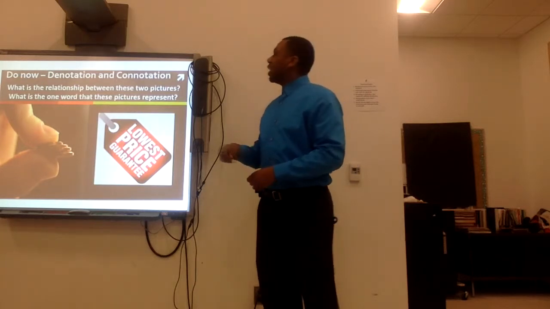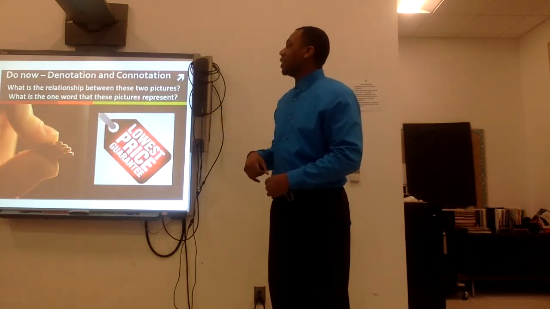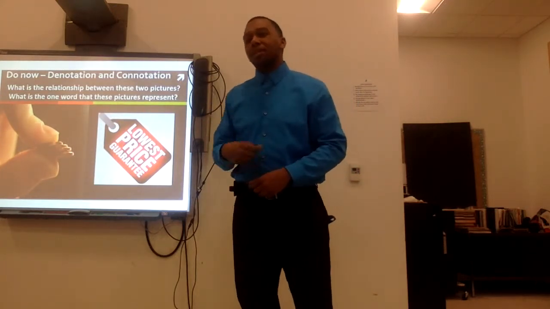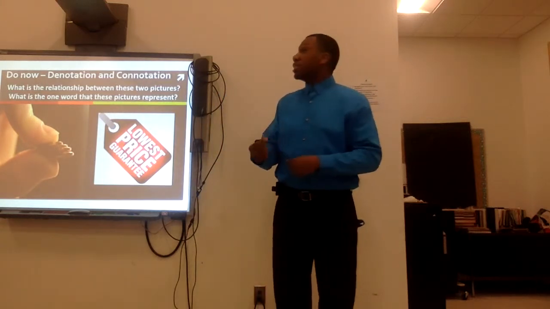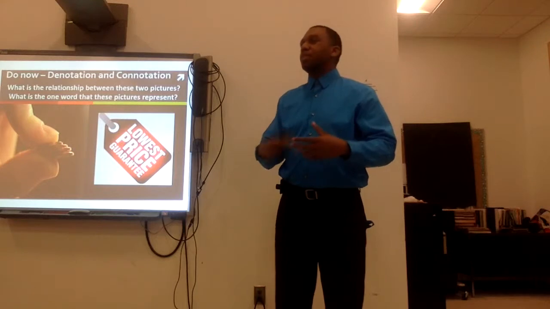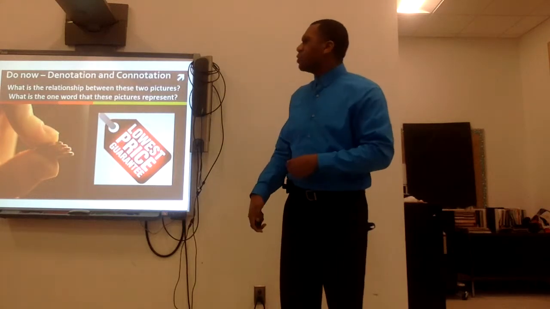Cheap, very good. So the first picture represents what we classify as the connotation of a word. The second picture represents what we classify as the denotation of the word. And we're actually going to take a look at what those 2 terms mean today and how an author uses a relationship between those 2 in order to determine meaning in a text. Okay? All right, you put your warm-ups away.